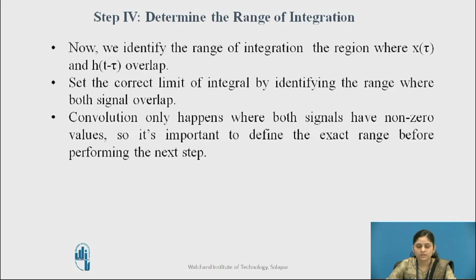Step number 4 is to determine the range of integration, or the limits of integration, to perform the convolution. Now we identify the range of integration, the region where x of tau and h of t minus tau overlap. This sets the limits of integration by identifying the range where both signals overlap. Convolution only happens where both signals have non-zero values, so it's important to define the exact range before performing the next step.